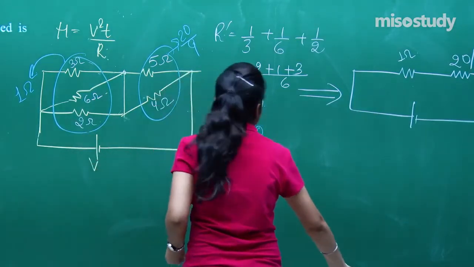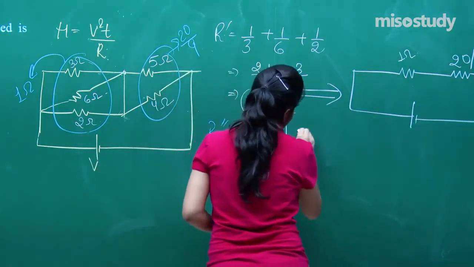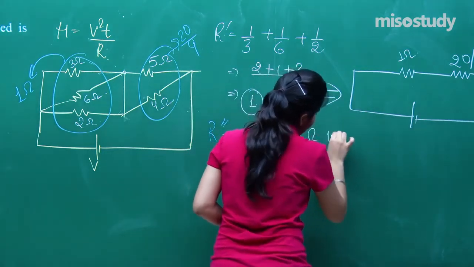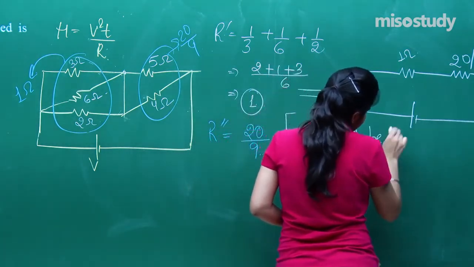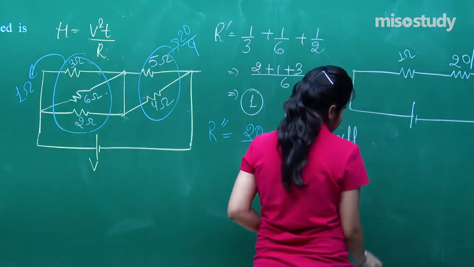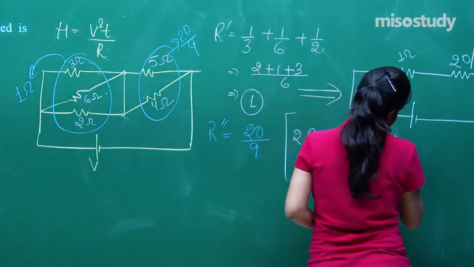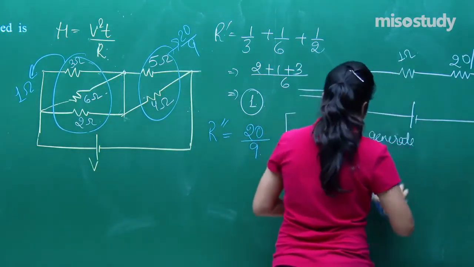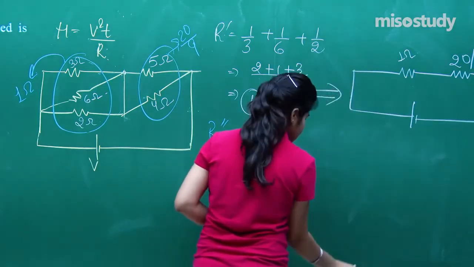So I can write it as, here 2 ohm will be generating maximum heat, or maximum heat will be generated in 2 ohm.